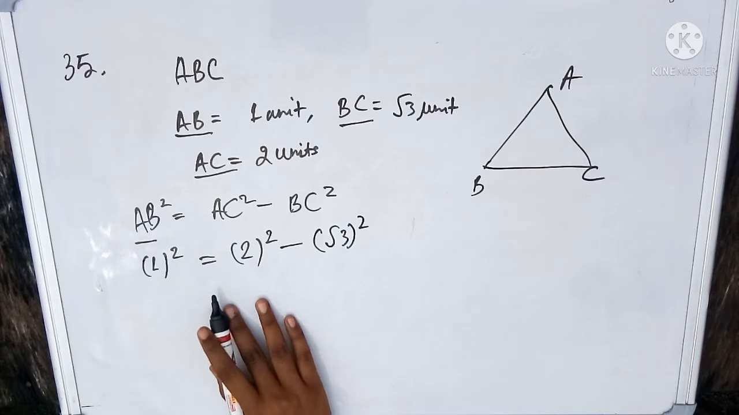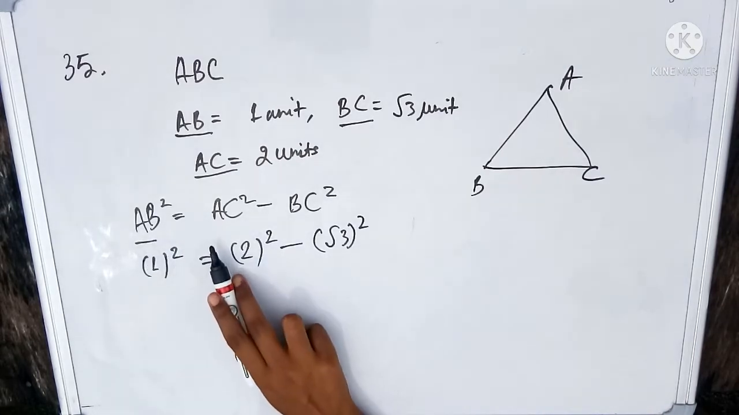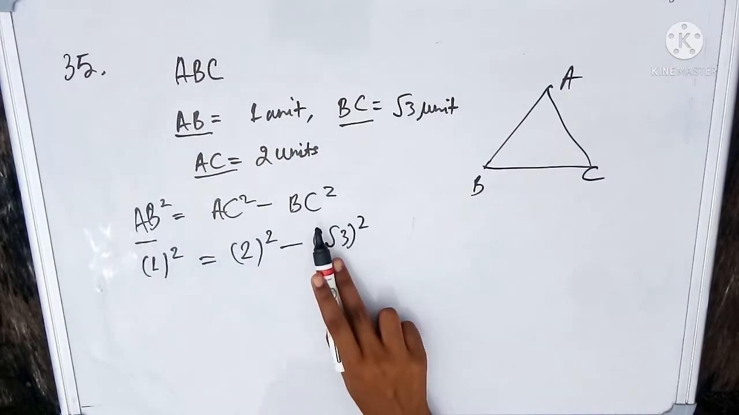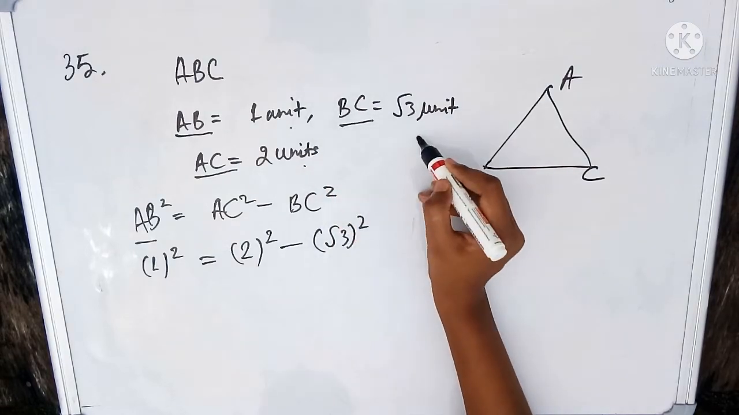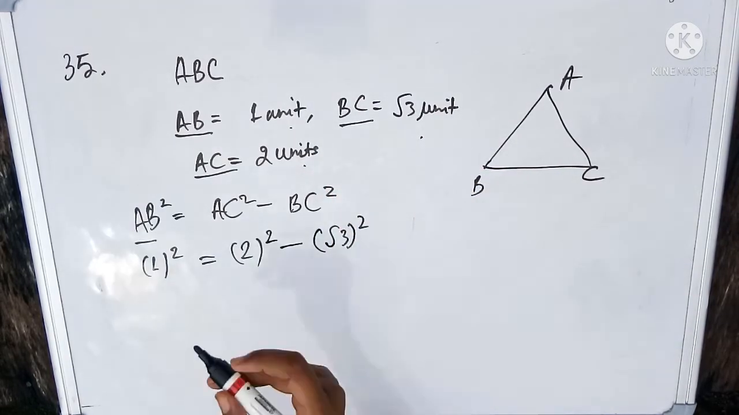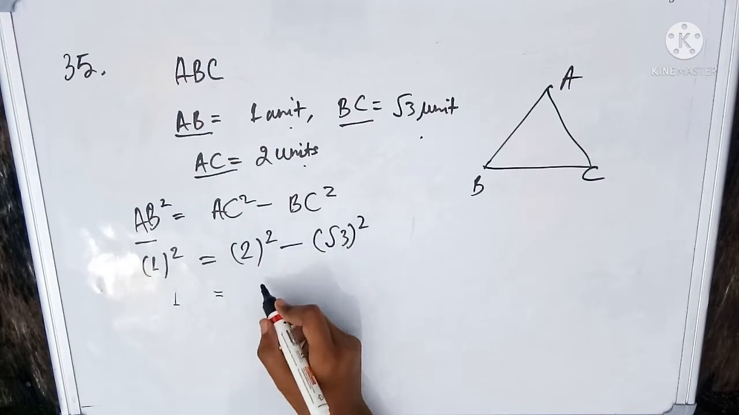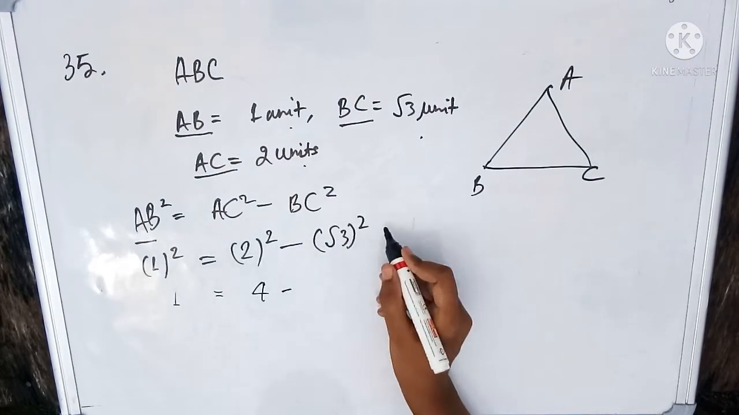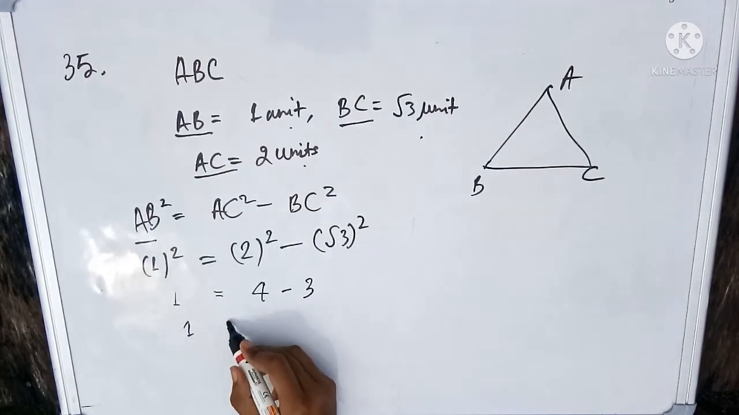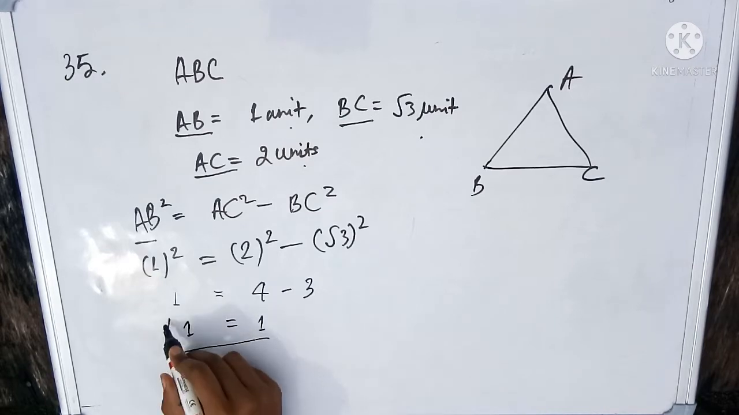Now solving this we can see AB square will always be equal to AC square minus BC square if we have these units. While solving this we have 1 is equal to 2 to the power 2 is 4 minus root 3 square, we have 3. So you see here we have 1 equal to 1. So this is one relationship.